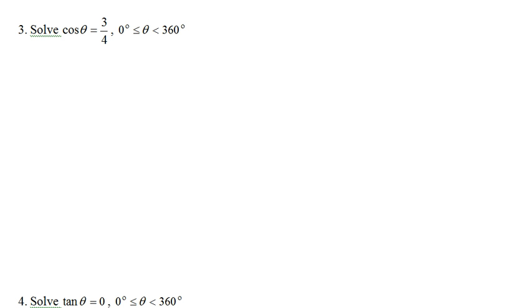And we're going to use the same 3 steps to do question 3. So first we need our reference angle. So cos of alpha is going to equal the absolute value of 3/4, which we can use our calculators to figure out that alpha equals approximately 41 degrees.